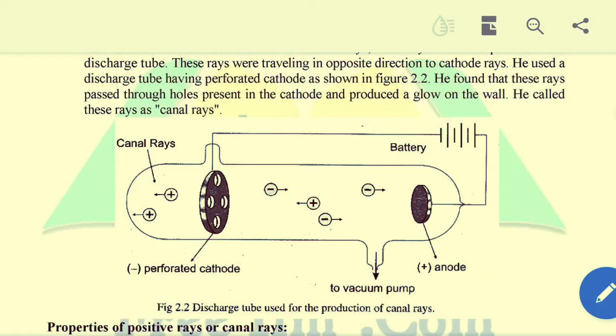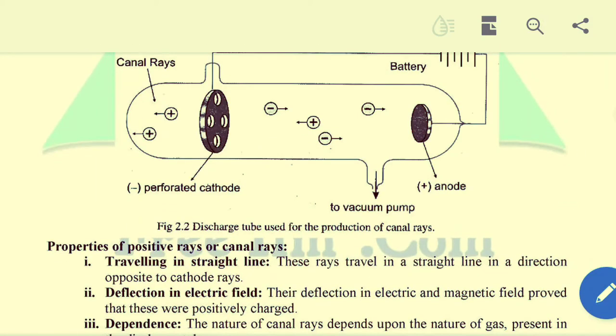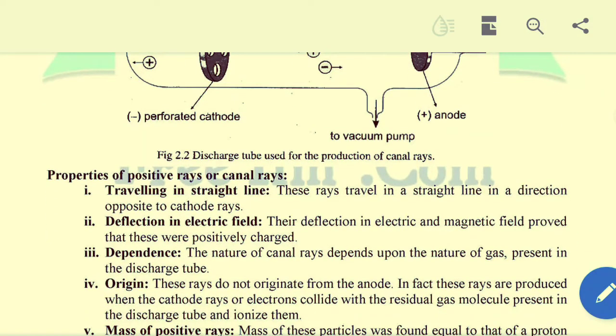He used a perforated cathode, and these rays pass through the holes in the cathode, hit the wall behind the perforated cathode and produce a glow on it. So he gave them the name canal rays. Properties of positive rays or canal rays: traveling in a straight line. These rays travel in a straight line in a direction opposite to the cathode rays.